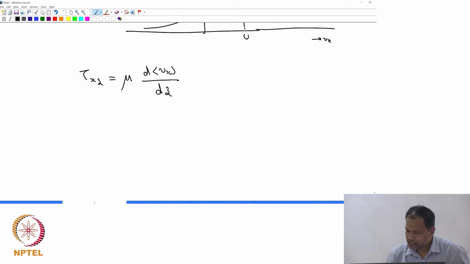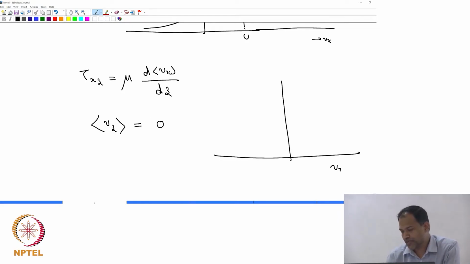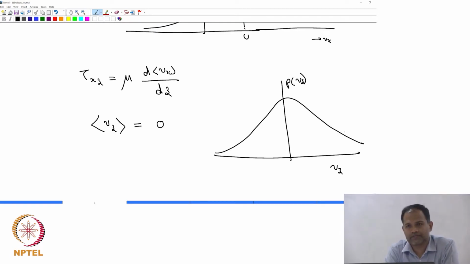Now, in this case, what is going to be average Vz? There is no net fluid motion perpendicular to the plate, so it is definitely 0. But that does not mean that the molecules are not moving, the molecules are still moving, right. In particular, if you plot the probability of finding a molecule with velocity Vz as a function of Vz, I am still going to see that, right.